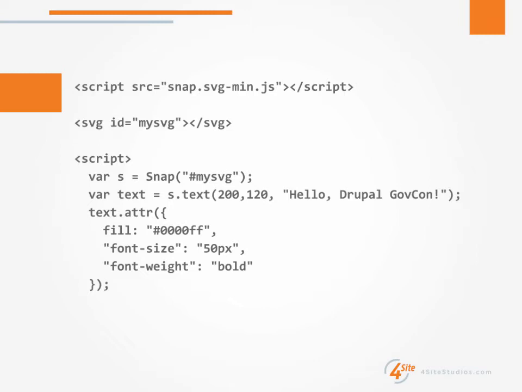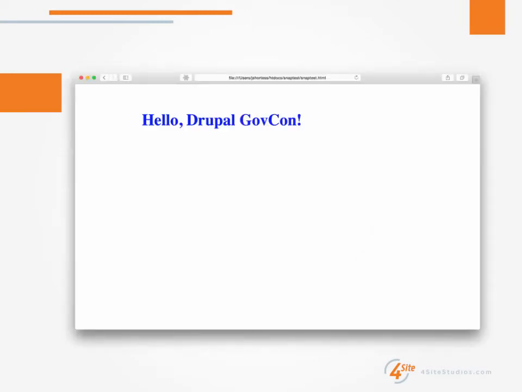Then we use the text method to put this piece of text at coordinates 200 and 120. And then we set the attributes for that text. We set the fill, the font size, and the font weight. And we get something like that. So it's pretty easy.